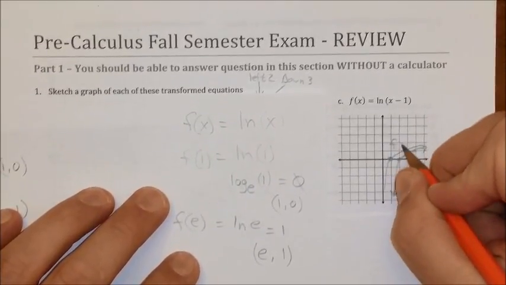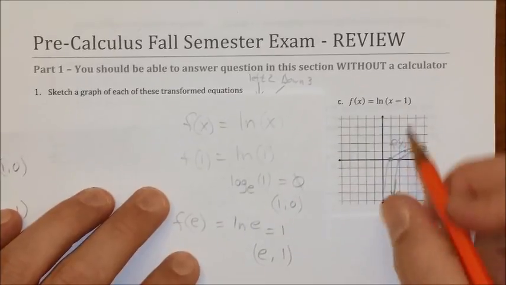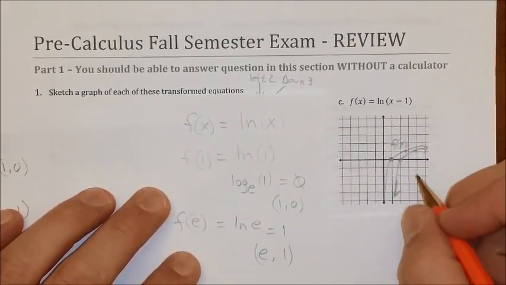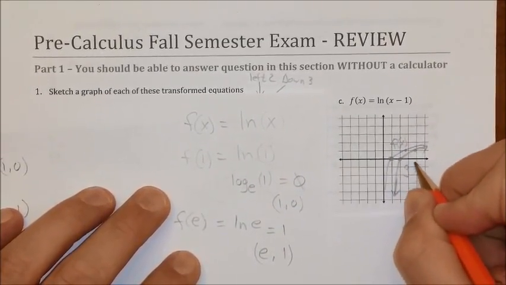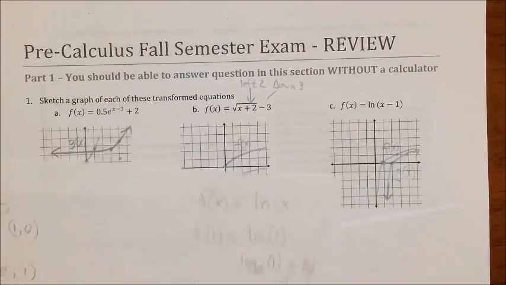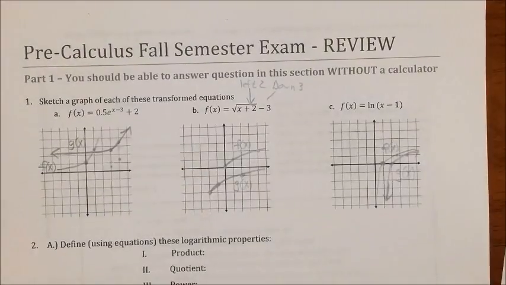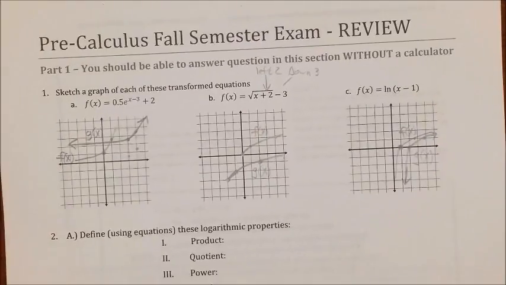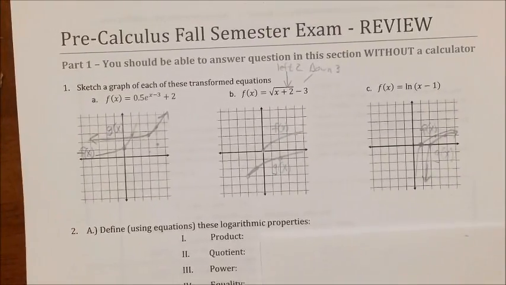So once again, we have f of x, our original function, and after it's translated to the right 1 unit, I have my transformed function g of x. All right. Let's move down to question number 2. Basically, it's just asking you to make sure you know the logarithmic properties.